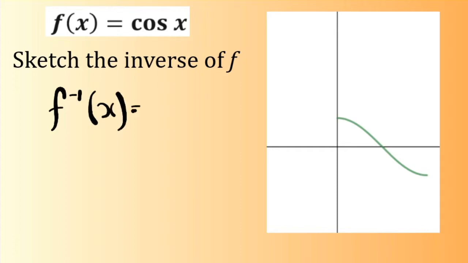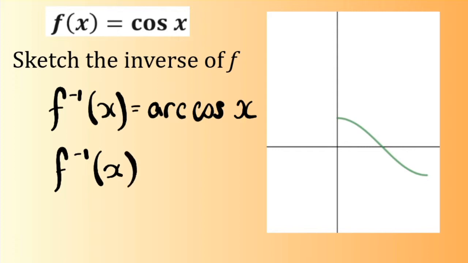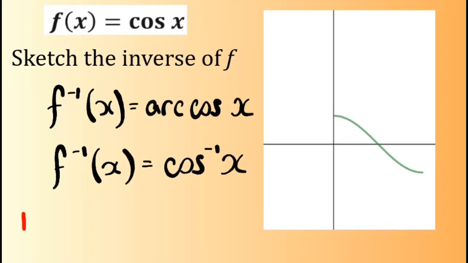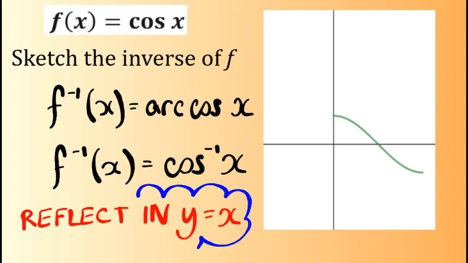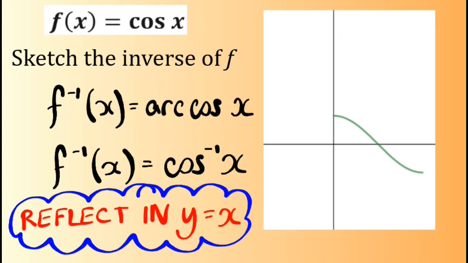So let's start with the inverse of cosine of x. This can be written in two ways. Now for inverse functions, we always reflect in y equals x. Let's start though by looking at some coordinates. The cosine of 0 is 1, the cosine of pi over 2 is 0, and the cosine of pi is negative 1. Let's now draw our line y equals x.